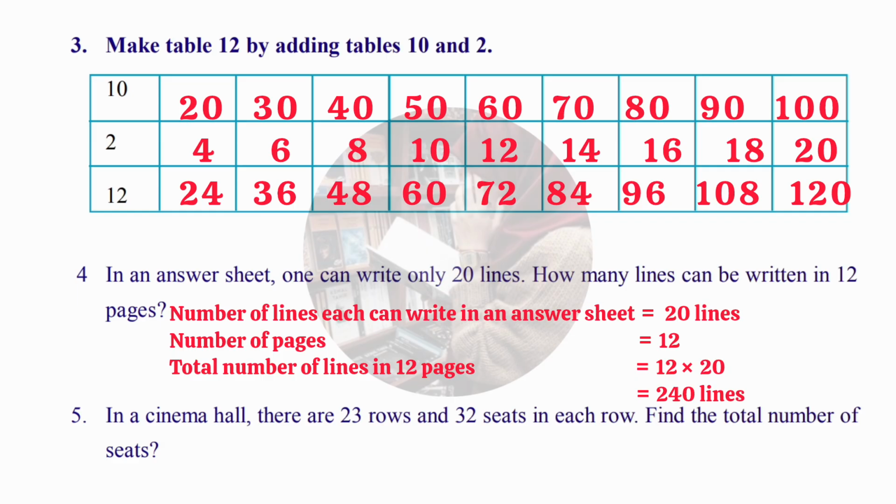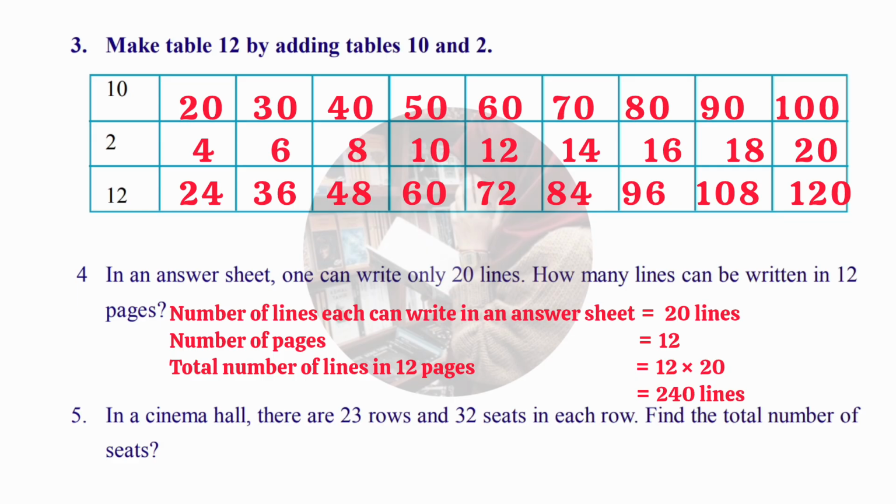So 12 pages are given. So total number of lines in 12 pages equals 12 multiplied by 20. So keep the 0 aside. 12 twos are 24. Then write down 0. So total 240 lines. Okay. So one can write 240 lines in 12 pages.